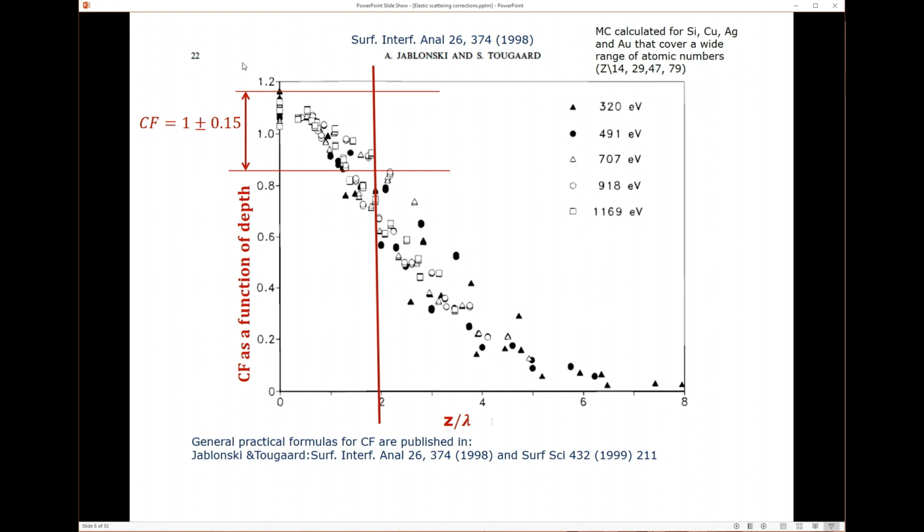So actually from depths from 0 up to about 2 inelastic mean free paths, the effect of elastic scattering is less than about 15%. For larger depths, it quickly becomes substantial, and at 3 inelastic mean free paths, it's around 0.5. So this is a very simple way to make an approximate correction for elastic electron scattering.